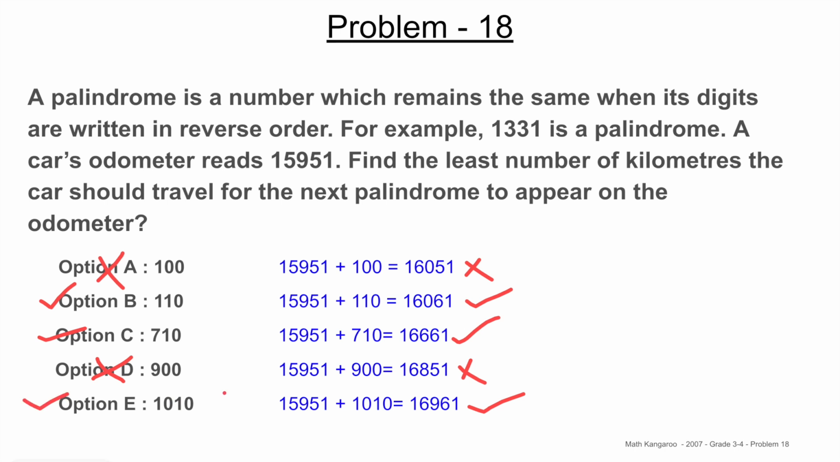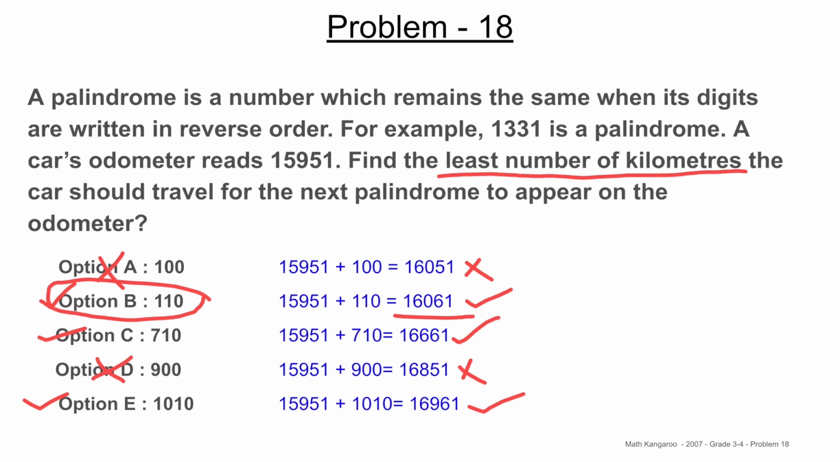So we could have answered option B, option C, or option E. But our question asks, find the least number of kilometers. That means which is the closest to 15951. The closest is option B, 16061.